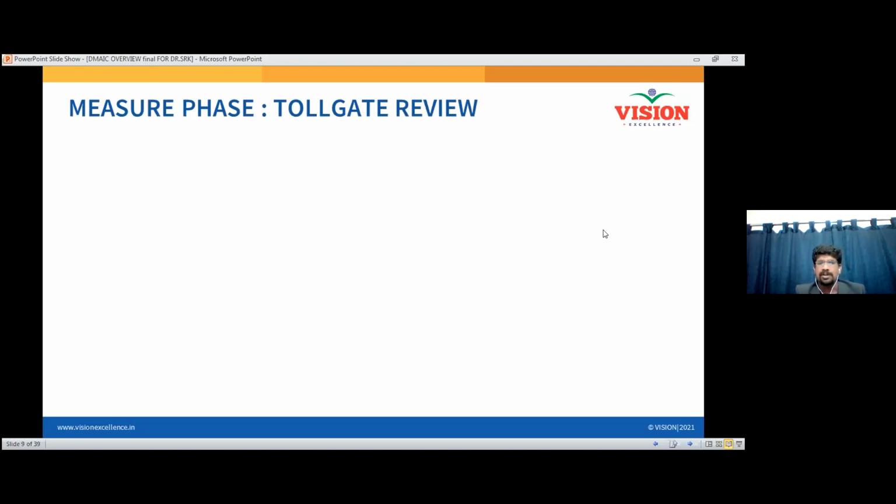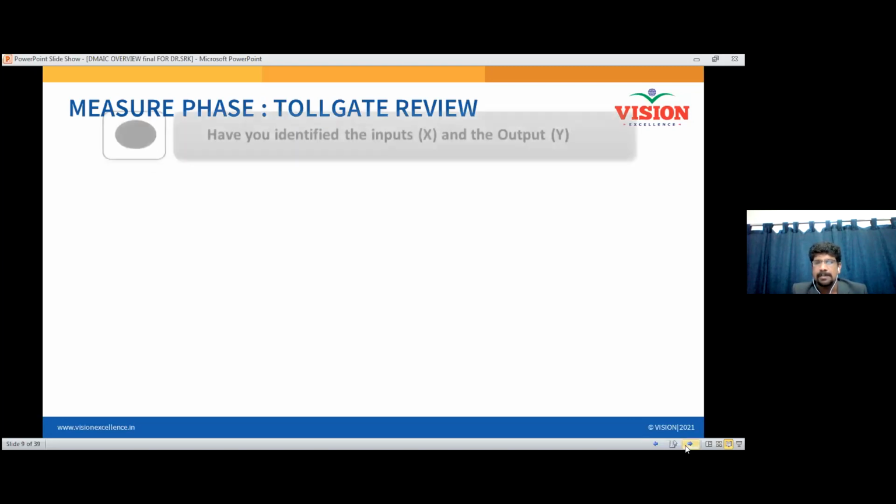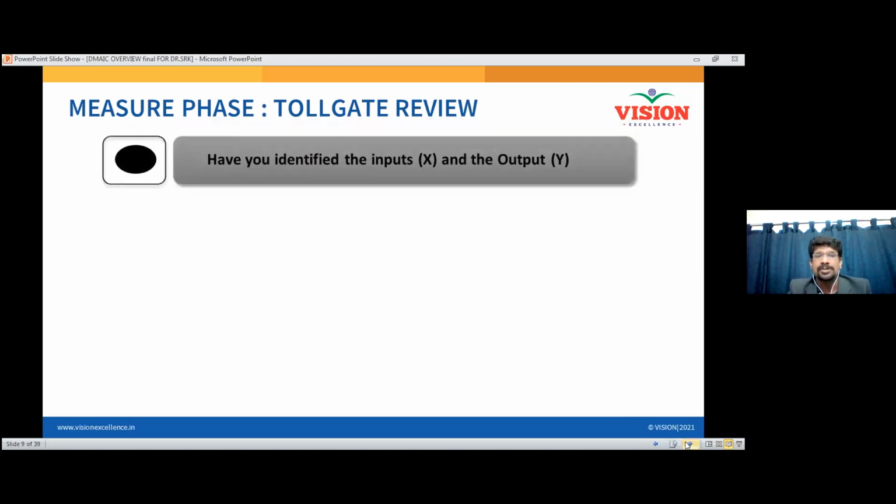So what are we going to see in this measure phase? In the measure phase, we are going to check whether we have identified the inputs and the outputs. In the measure phase, definitely we should know what is the output required and what is the input we have. So for that we need to measure.